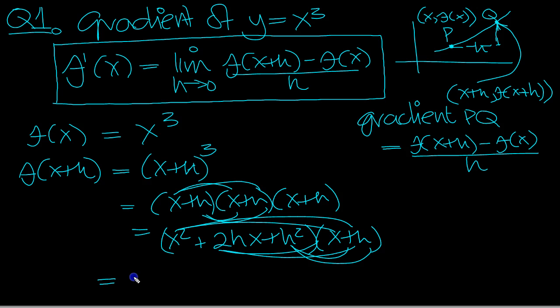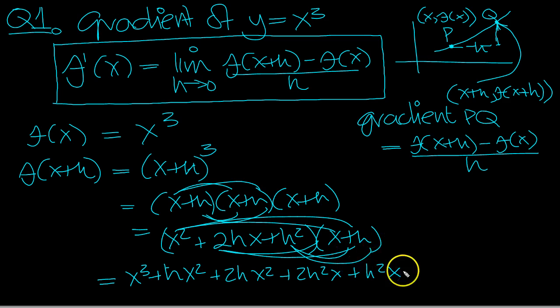So we've got x cubed plus x squared h, or hx squared, same thing, plus 2hx squared plus 2h squared x. Then the last one, plus h squared x plus h cubed. So what have we got then? We've got x cubed plus 3hx squared, and then 3h squared x plus h cubed. That's it.